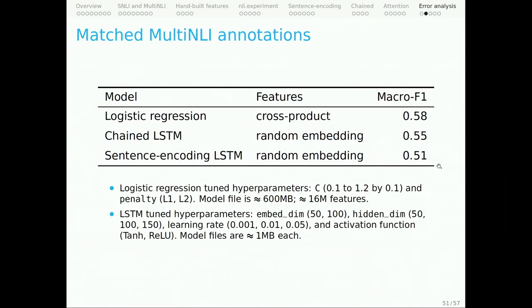Up here, I've given the performance on the 1,000 or so annotated examples. So the logistic regression was best, then chained, and then sentence encoding. Just as an aside, I wanted to store all the model parameters so that I could test them on new cases. The model file for the logistic regression is over 600 megabytes because it has 16 million features. The cross-product feature space is really large. Contrast that with the LSTMs, where the model files are each about a megabyte. So, if I wanted to run these models on a phone, then I just can't use the logistic regression, right? But these models down here are nice and compact. An important thing to keep in mind.